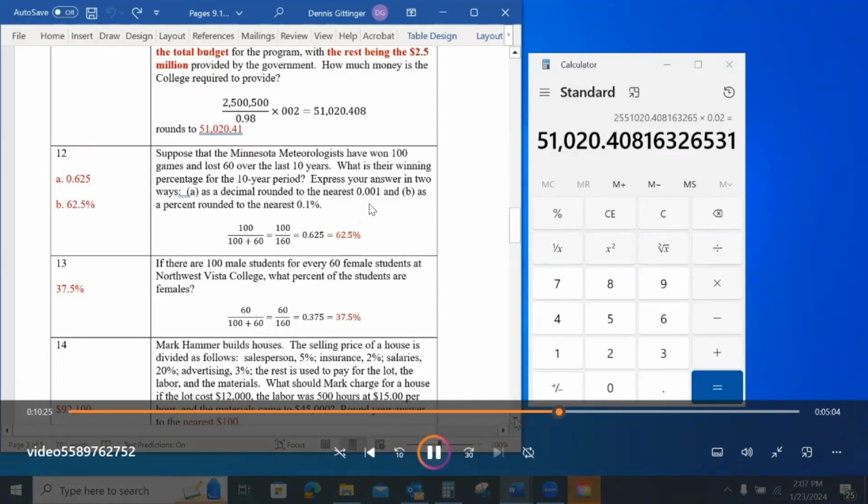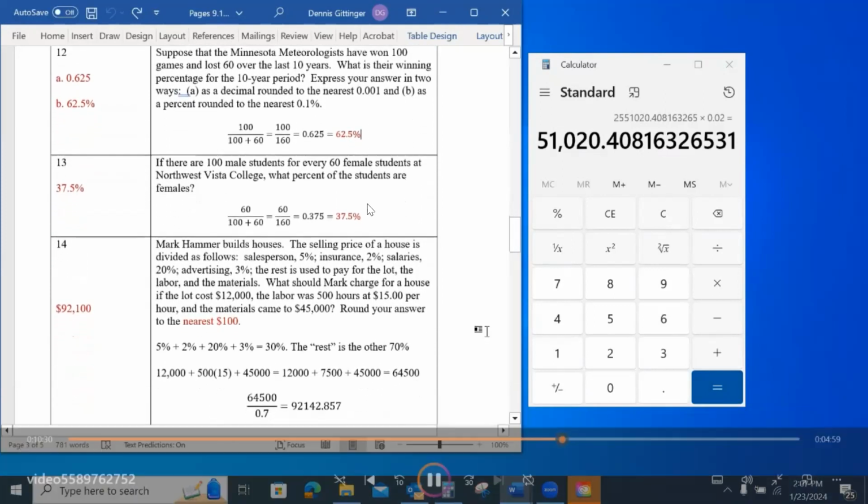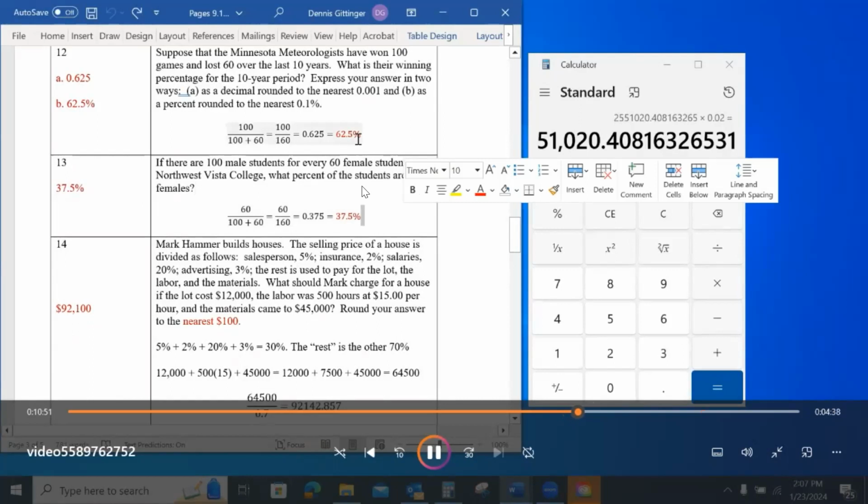All right, next is a similar problem. 100 men for every 60 women. So if you want to know the percent of women, that's 60 out of 100 plus 60. So that's 60 divided by 160 is 0.375. And that's 37.5% exactly. Notice that the 62.5 plus 37.5 is 100. Similar problem, only I'm asking for a different ratio.